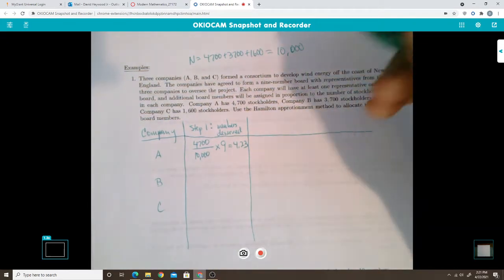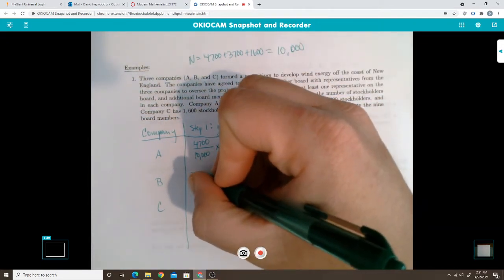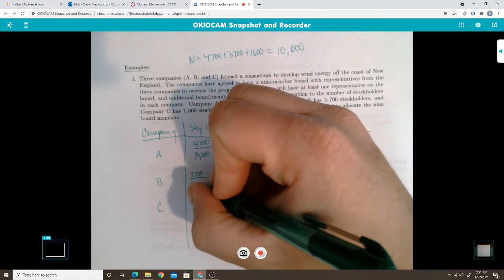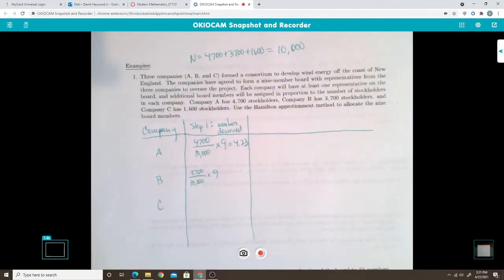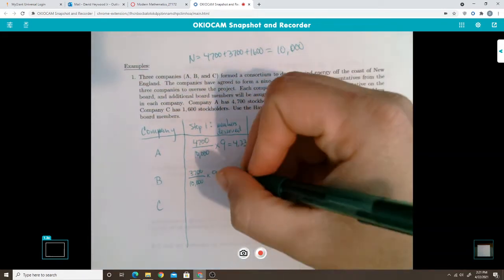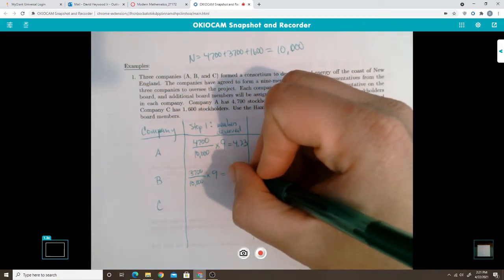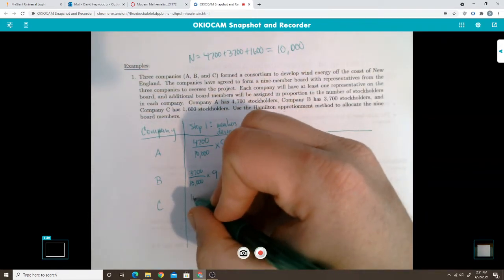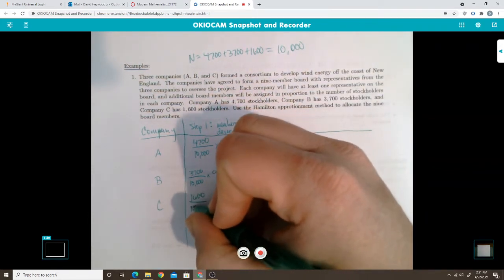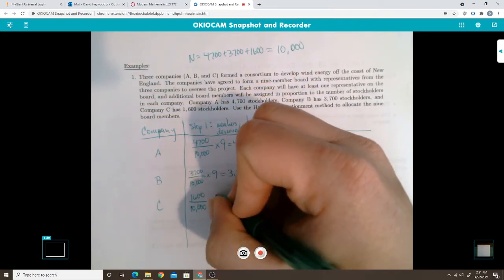All right, company B should get 3,700 out of 10,000 times 9, and that comes out to 3.33. And then company C should get 1,600 out of 10,000 times 9.